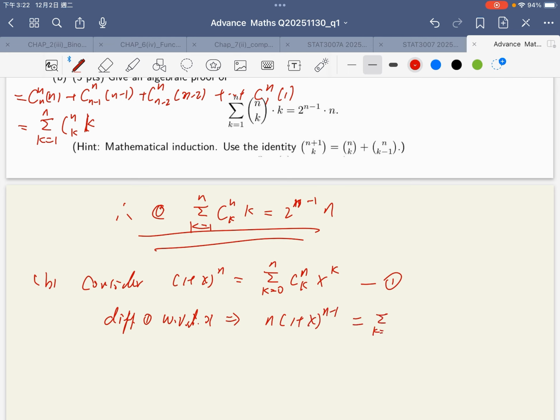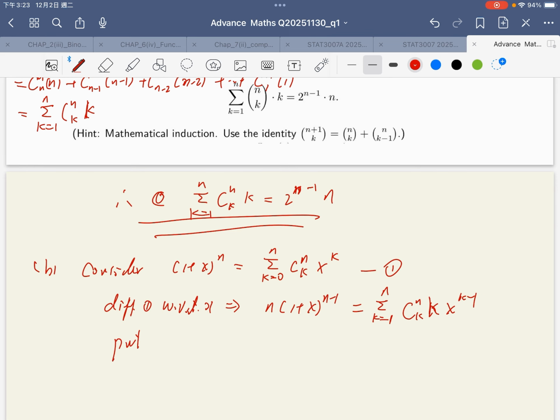The right hand side is the summation over k. Because the k equal to 0 term is constant, we can start from k equal to 1 to n, of nCk times k x^(k-1). And then put x equal to 1. The left hand side is n times 2 to the power n minus 1, and the right hand side is the summation for k from 1 to n of nCk k. That is the identity of the above expression.